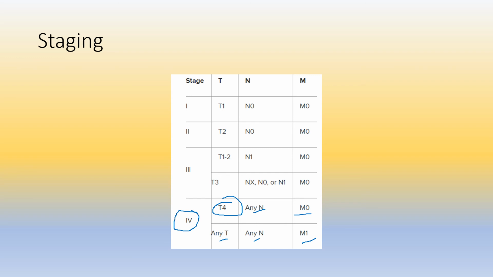So that summarizes what we're going to talk about for today. I'll put some discussion questions up on the discussion board and we can chat.